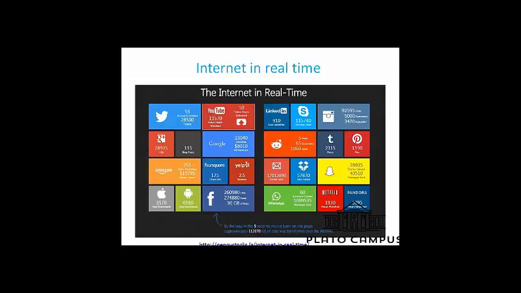You can see at the bottom of this screenshot, it is saying that, by the way, in the 5 seconds you have been on this page, approximately 1,12,870 GB of data was transferred over the internet. Did you notice one thing? These stats are only for 5 seconds. And in these 5 seconds, 55 accounts are created and 28,500 tweets are there.